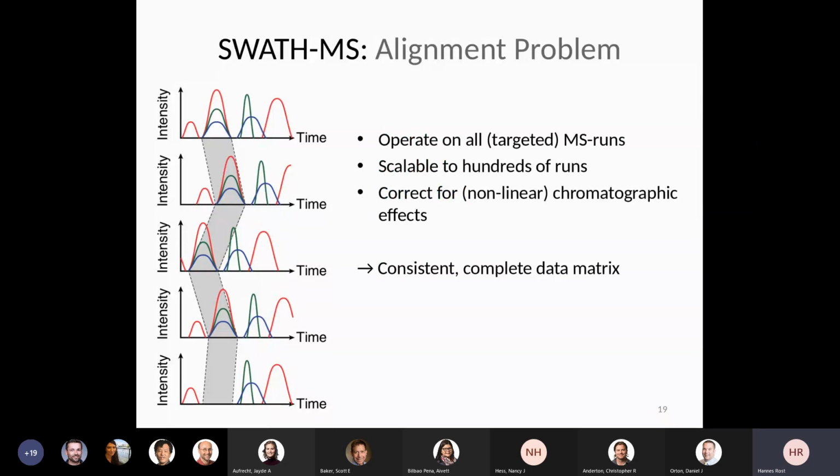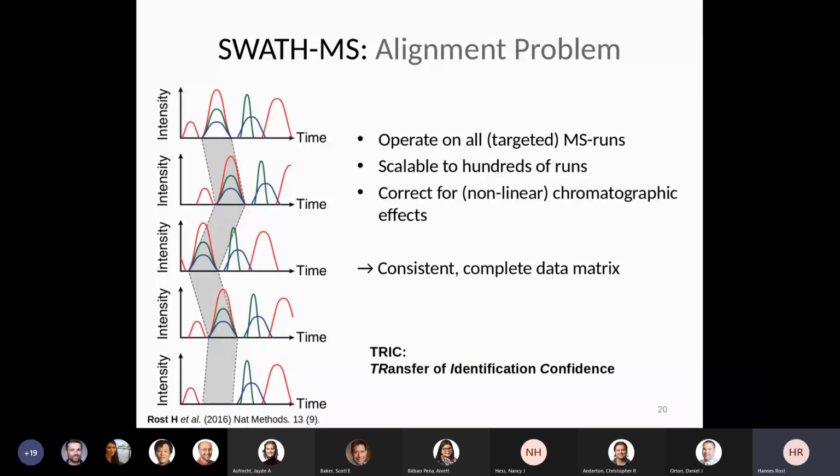And so what we set ourselves the task to do was to find and design an algorithm that would operate on all targeted mass spec runs in conjunction and not one run at a time, as our original open source algorithm was doing, would be scalable to hundreds of runs and correct for these nonlinear chromatographic effects that we often observe in nano liquid chromatography. And only then we would really achieve this consistent and complete data matrix.